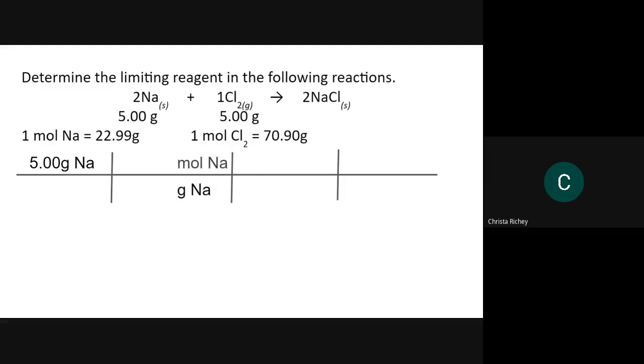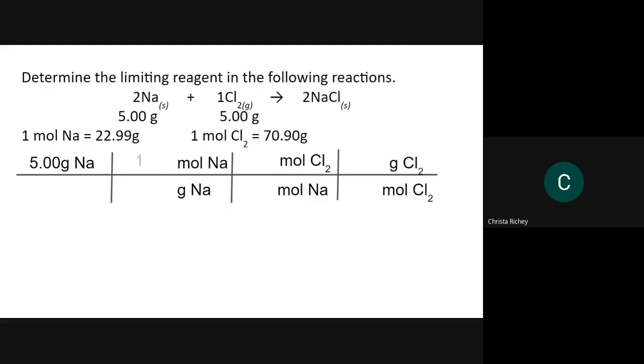And you're starting with one and comparing it to how much of the other is necessary. I have 5 grams of each. I'm about to calculate how much chlorine I need for 5 grams of sodium to be perfect, to not waste anything. So I have to switch to the other reactant, and then I'm going to use its molar mass to go to its grams.